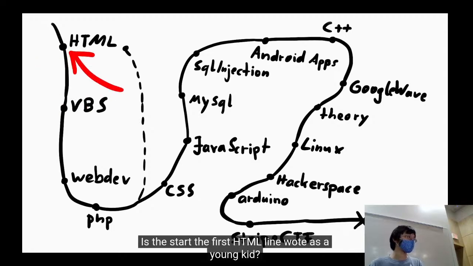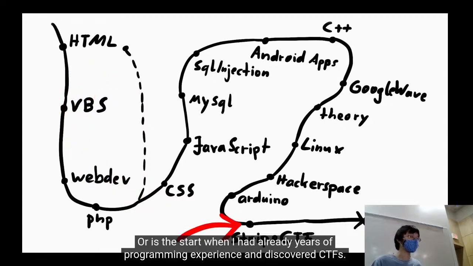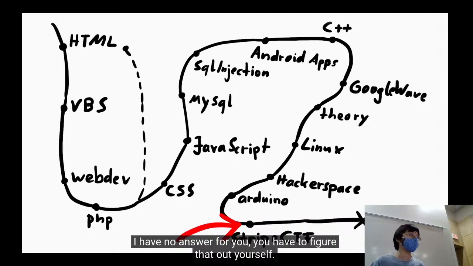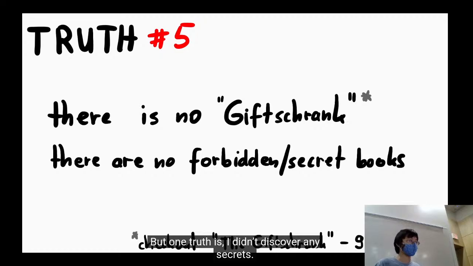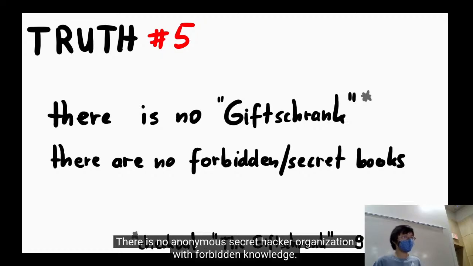And if you ask me where to start, where should I point you to? Is the start the first HTML line I wrote as a young kid, or is the start when I had already years of programming experience and discovered CTFs? I have no answer for you, you have to figure that out yourself. But one truth is, I didn't discover any secrets. There is no anonymous secret hacker organization with forbidden knowledge.